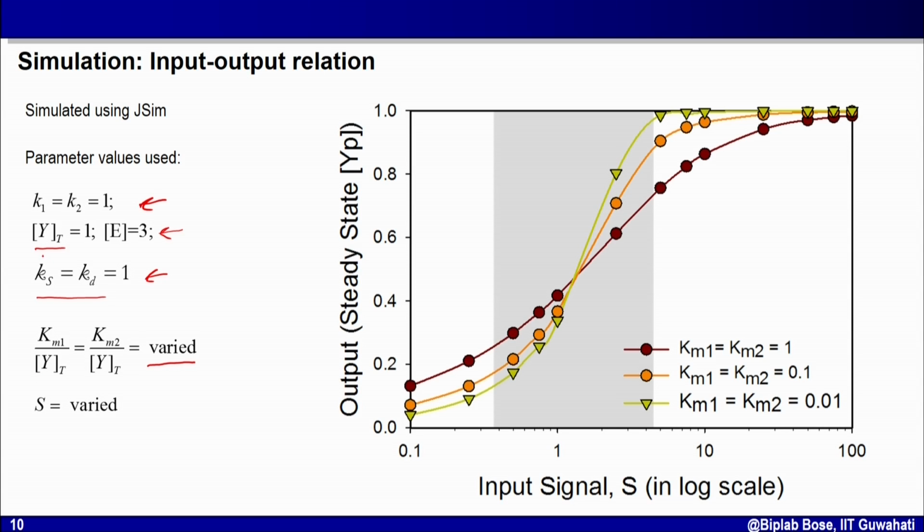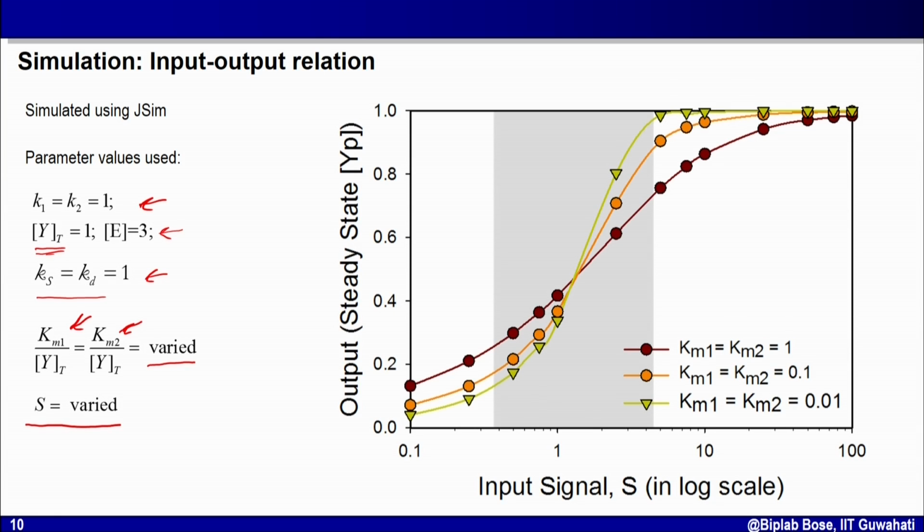Now if I keep Yt constant at 1, then essentially I have varied Km2 and Km1, and I have varied S. I have taken different values of S from 0.1 to 10, 50, something like that. As I vary S, my input signal, I measure the steady state value of Yp, the output, using JSim simulation. And then I have made this plot as shown here.